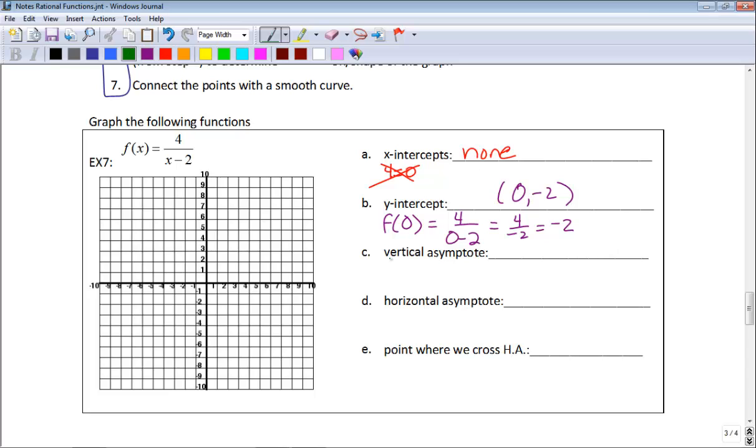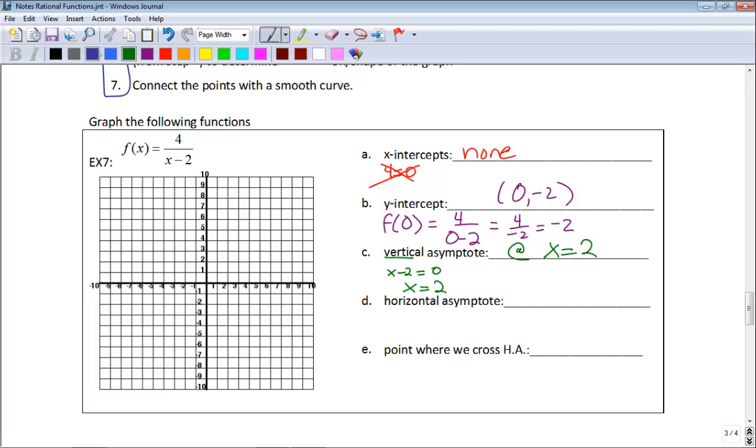Step 3, vertical asymptote. Remember, when you're finding vertical asymptotes, what do you have to be? You have to be in lowest terms. So can I get this in lowest terms? Well, I cannot factor this, so I'm already in lowest terms, so I don't have to worry about that. To find the vertical asymptote, we set the denominator x minus 2 equal to 0 and solve for x. We end up with x equal to 2. So that means I'm going to have a vertical asymptote at x equals 2.